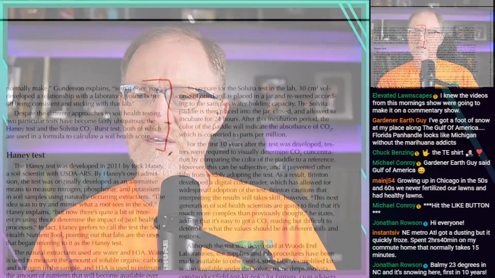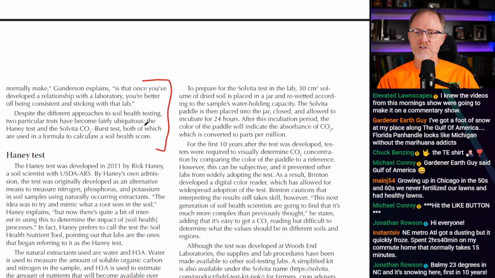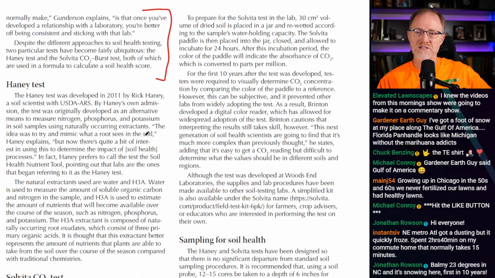So I'm okay sticking with the same lab as long as the lab is doing the correct procedures for your soil. Despite the different approaches to soil health testing, two particular tests have become fairly ubiquitous, the Haney test and the Solvita carbon dioxide burst test. Now, what is the Haney test?